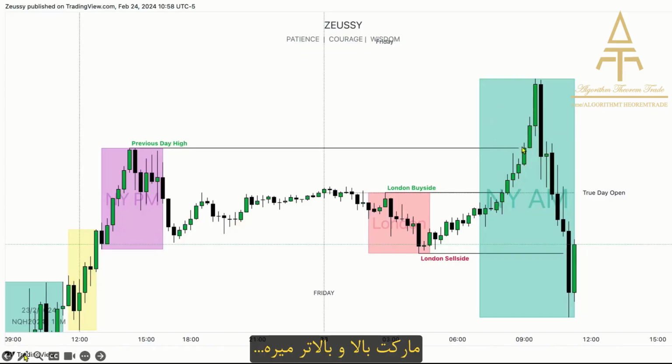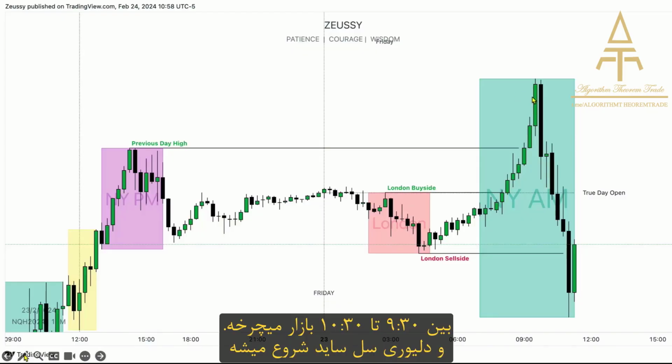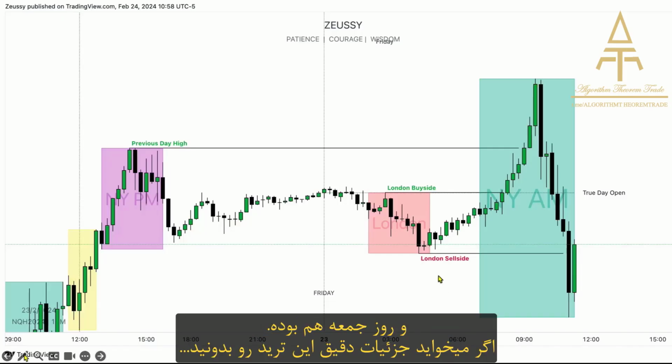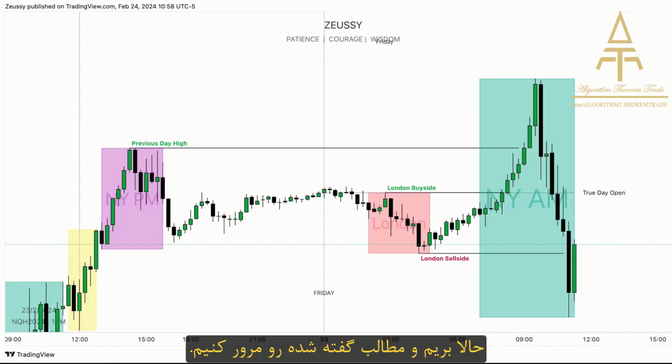So what occurs is that the market gets pushed higher, higher, higher, until it breaks above the old all-time high, which was around here. And between 9:30 to 10:30, the market rolls over and sell-side delivery follows on a Friday. If you want to listen to the full breakdown of this trade, you can take a look at the lecture that was shared on the 24th of February 2024. We're now just going to put emphasis on what has been taught so far within the model series.